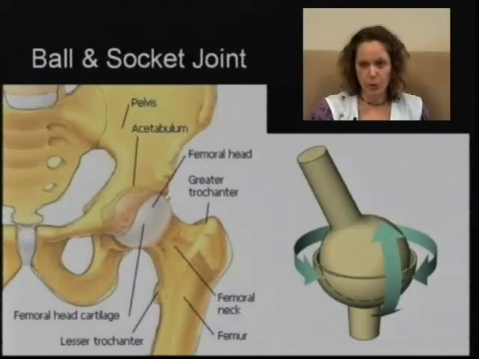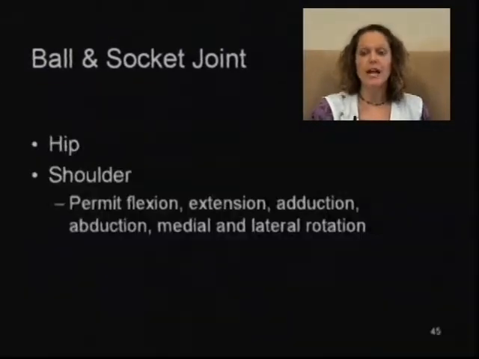A hip joint is a great example of a ball and socket joint. The shoulder is another example of a ball and socket joint. And these joints generally permit flexion, extension, adduction, abduction, and medial and lateral rotation.